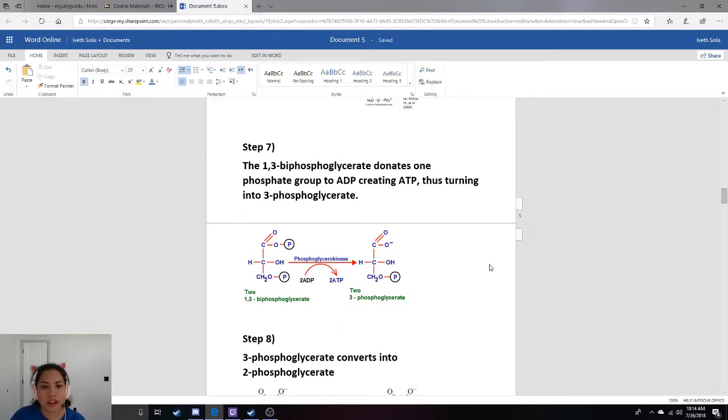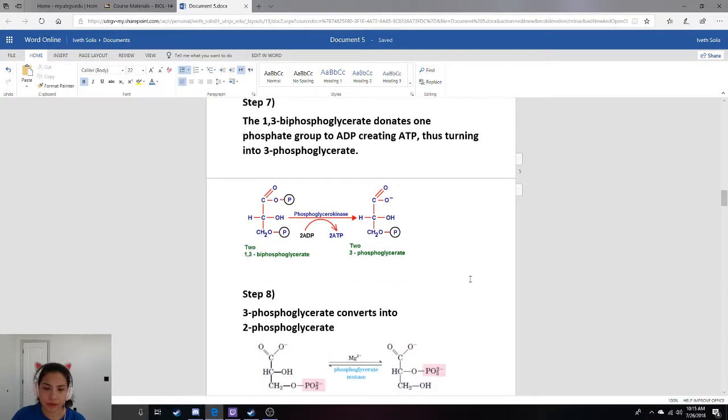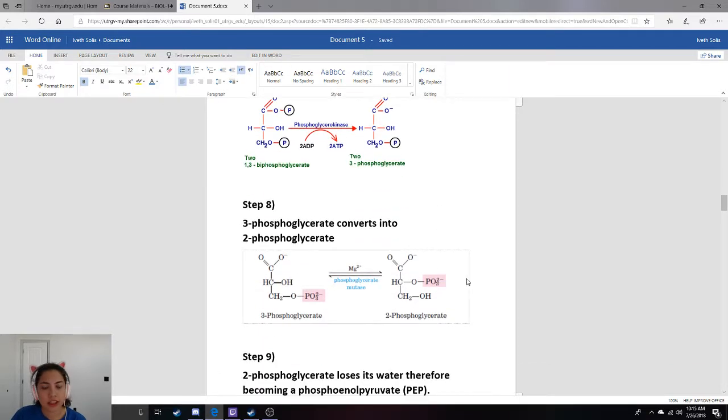Step 7, the 1,3-biphosphoglycerate donates 1 phosphate group to ADP, creating ATP, therefore turning into 3-phosphoglycerate. Step 8, 3-phosphoglycerate converts into 2-phosphoglycerate.